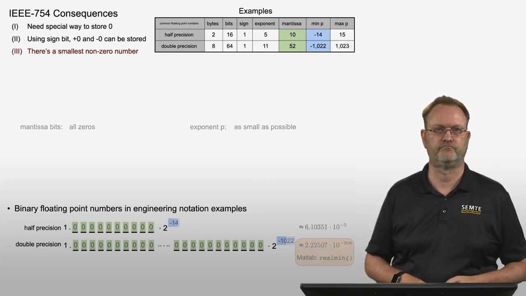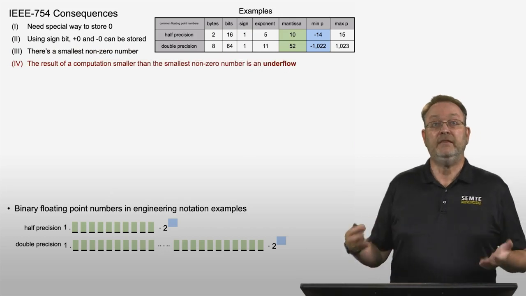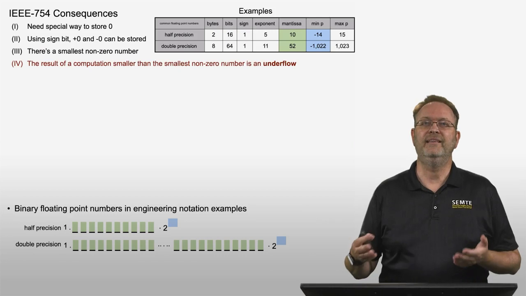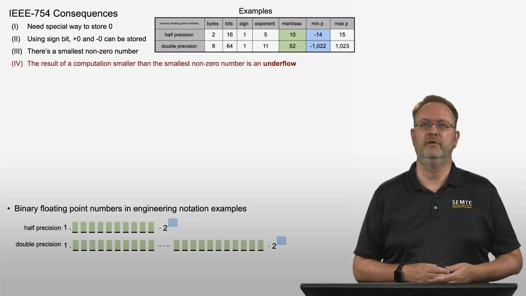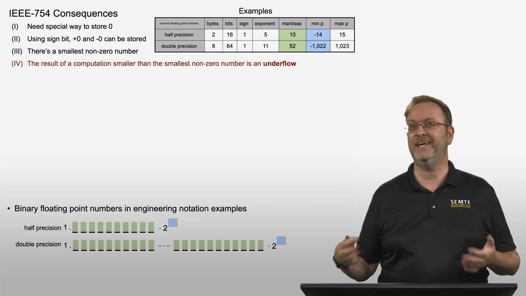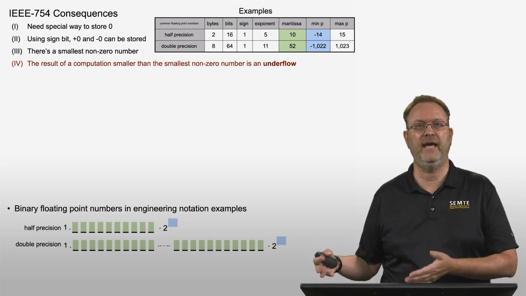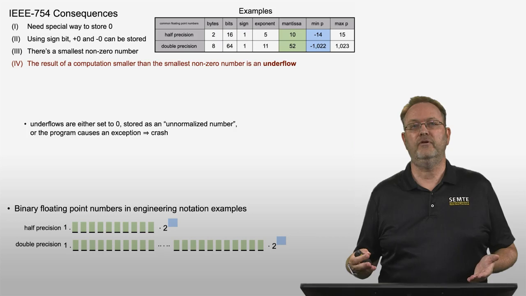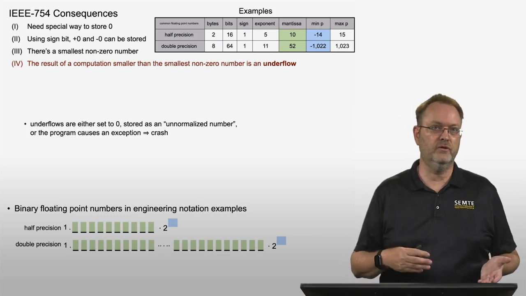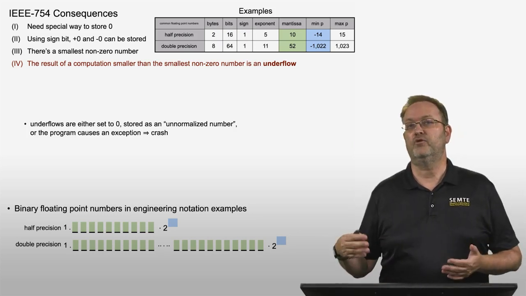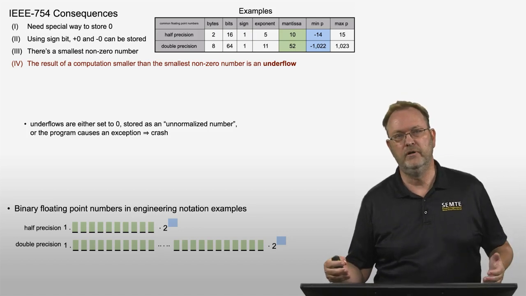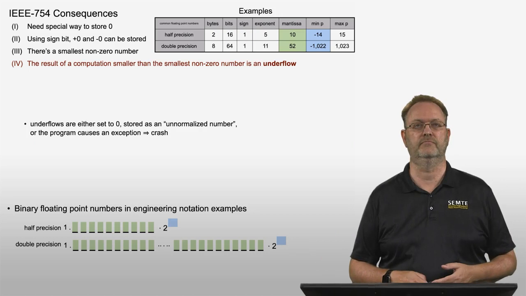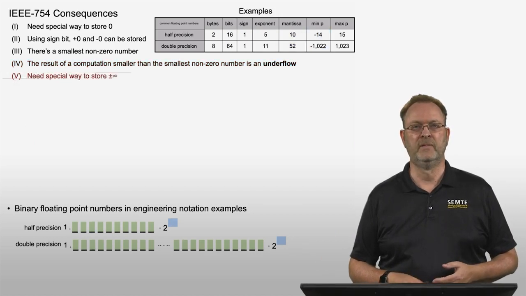Okay, next up, the result of a computation smaller than this smallest non-zero number is an underflow, because we cannot represent this number anymore using our definition. Now, underflows are either set to true 0, stored as a so-called unnormalized number, or the program causes an exception, meaning it crashes.